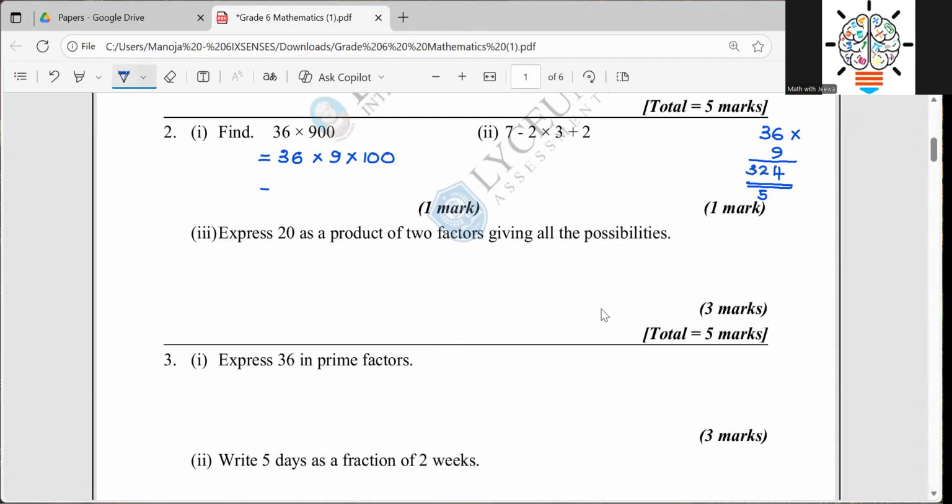Then I write the next step, 324 times 100, and then the final answer 32,400. Okay, so then this is what they are expecting, because this is what you have learned with the textbook, right? 36 you multiply by 900, that you can straight away multiply it like this.